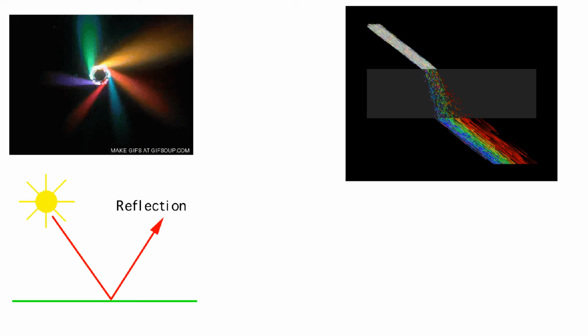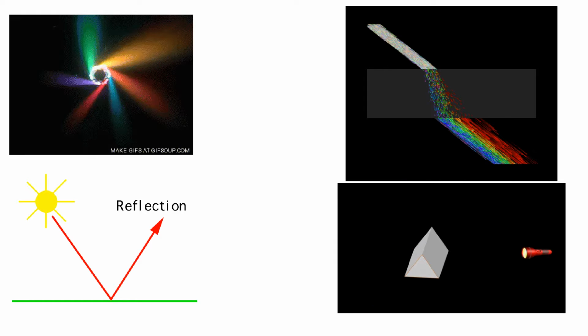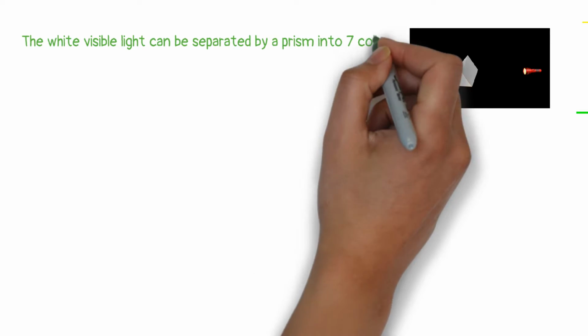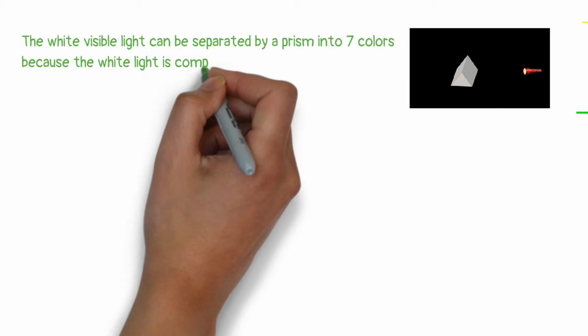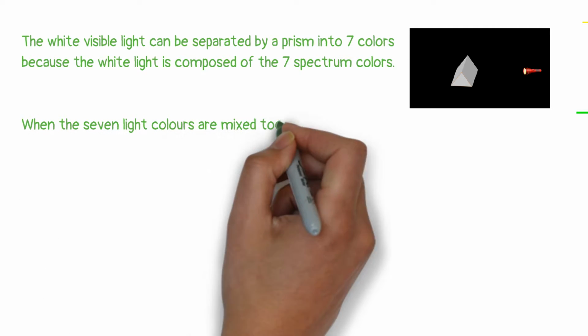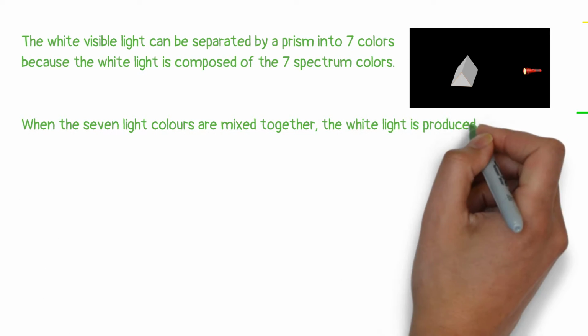Also, we learned that the white light consists of 7 spectrum colors, and we can divide this white light by using the glass prism. So the glass prism is used to separate the white light into 7 spectrum colors. By mixing these spectrum colors together again, they will produce the white light.